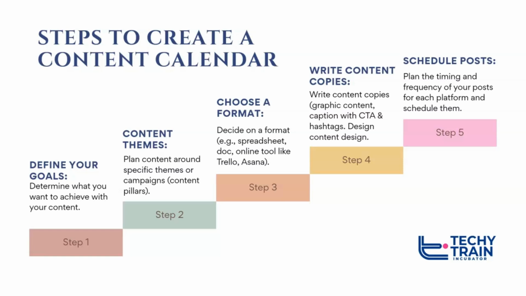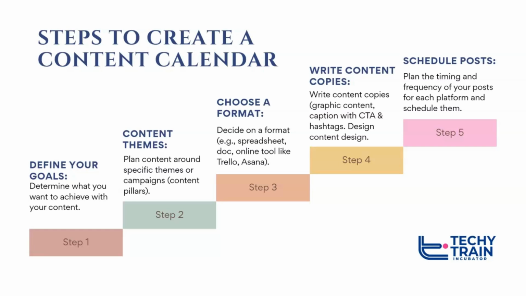That's like content pillars. Then you want to choose a format for how you're going to create a content calendar. So you can use a spreadsheet, you can use a doc, you can use online tools like Trello or Asana, depending on the one that you're comfortable with. Then when you choose the format, you go ahead and write your content copies. If it's a graphic content, a caption with CTA and hashtags, design content design.